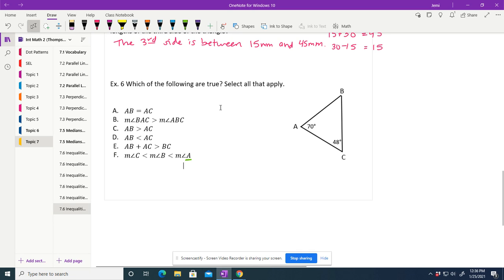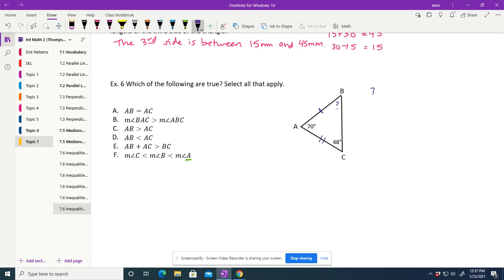Okay, so looking at these answers, let's go through one by one and try to assess. AB is equal to AC. The only way that that could be true is if the angles across from each other are equal, right? So I don't know if these are equal yet. So across from AB is C. Is that the same as what's across from AC, which is B? So is this the same as 48? I don't know. Let's see if we can figure that out.